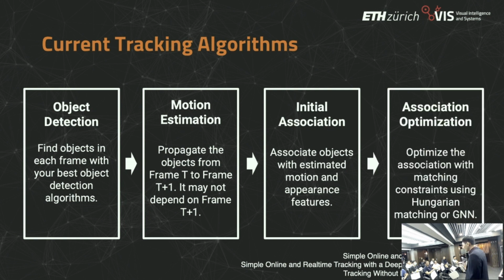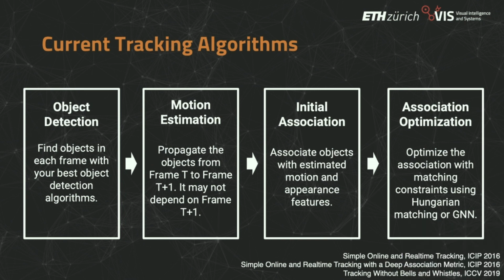Based on that information, we can do a post hoc optimization. For example, we can use Hungarian matching, which is a very classical optimization method. And we can also use some fancier methods based on graph neural networks. Essentially, here we want to optimize on a bipartite graph to figure out the best matching between the objects we have seen and the objects we see on the new frame.